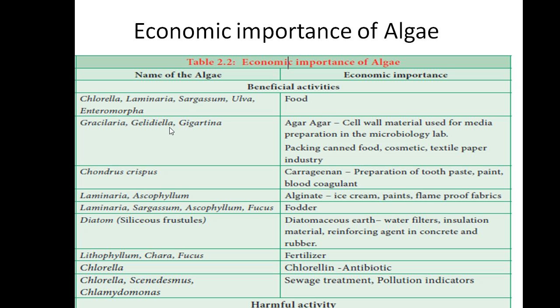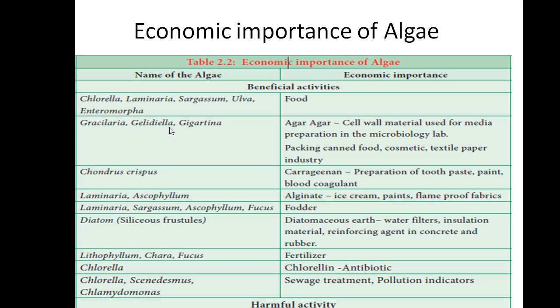Okay, and diatoms, a siliceous product, are used in water filters and insulation material. Like a catheter: if you go to the hospital and the patient cannot pass urine, they use a catheter-like instrument. That instrument is made with a very soft plastic material, called insulation material, made with this algae, and it is also a reinforcing agent in concrete and rubbers. And Lithophyllum, Chara and Fucus are used as fertilizer for plants. And Chlorella is used as an antibiotic.